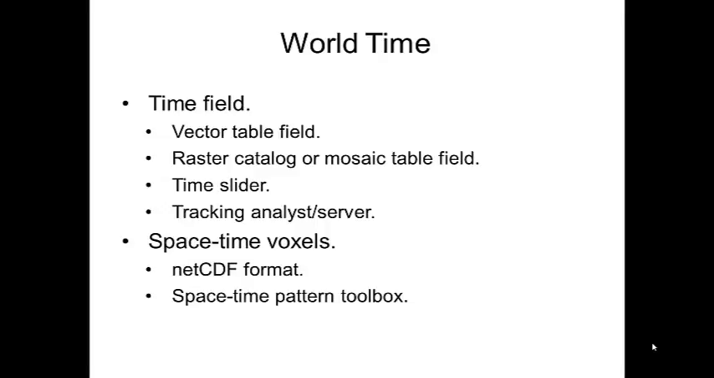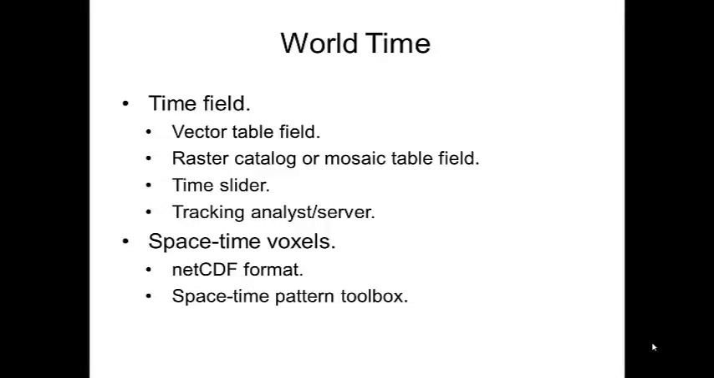Raster catalogs and raster mosaics are different ways that you can combine raster data, lots of rasters together with attributes. So you kind of bundle rasters together and put them in a stack, and if one of the attributes of your stack is time, then you can make a sort of sequenced pile of rasters quite easily. We can visualize, and there's a number of tools that are provided that allow you to access and visualize the data stored in time fields, including the time slider, the Tracking Analyst server.